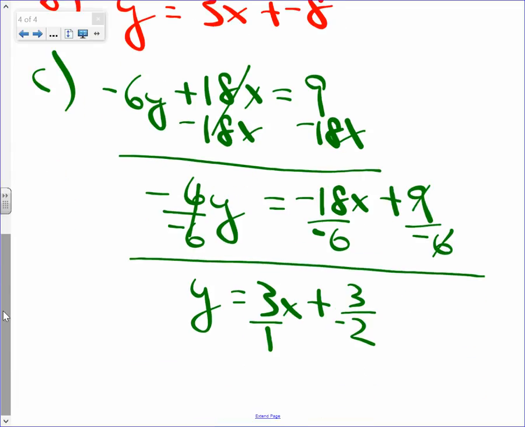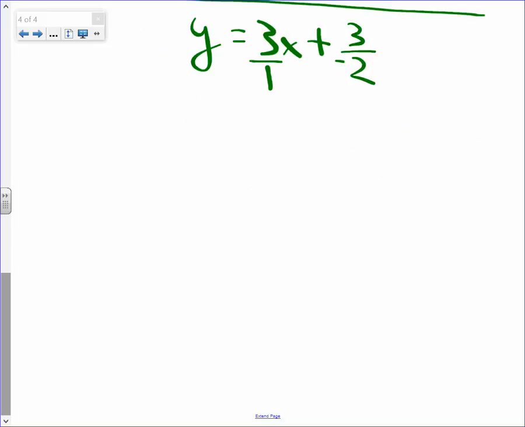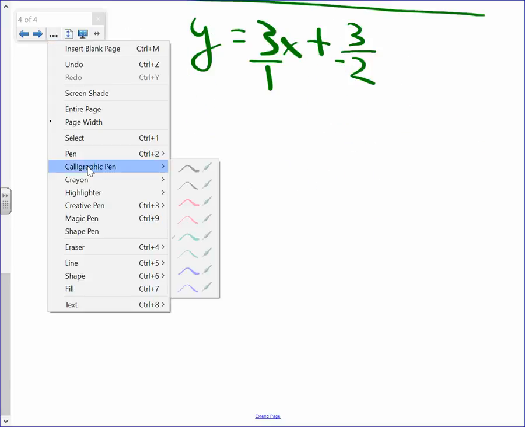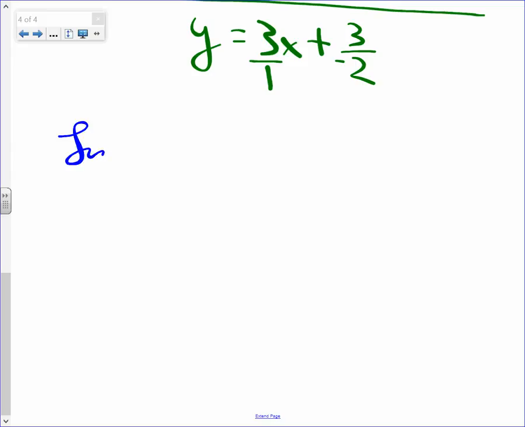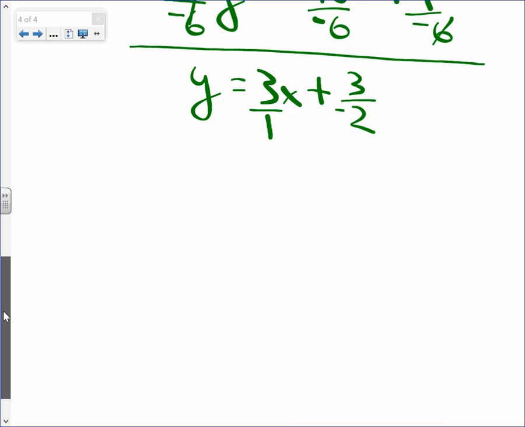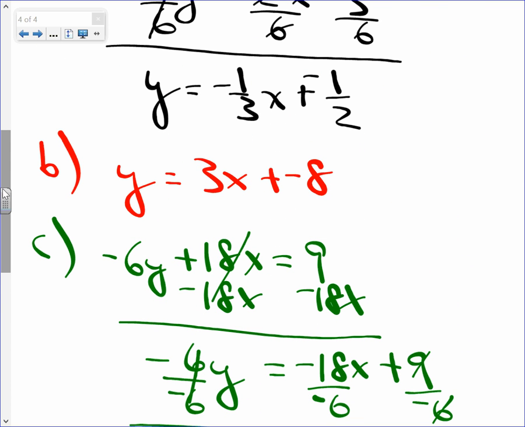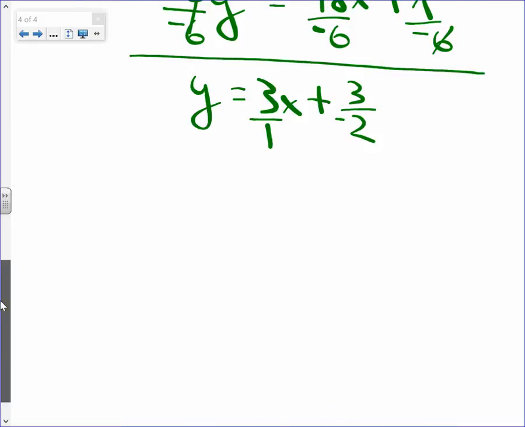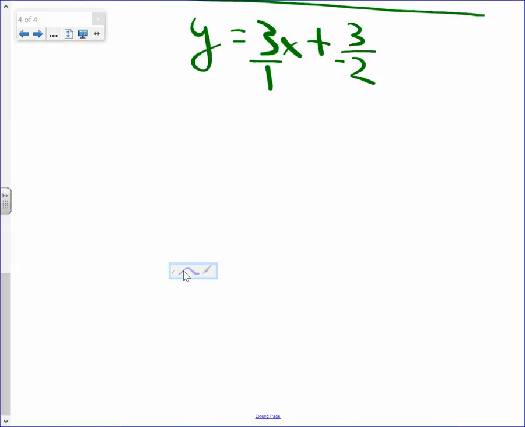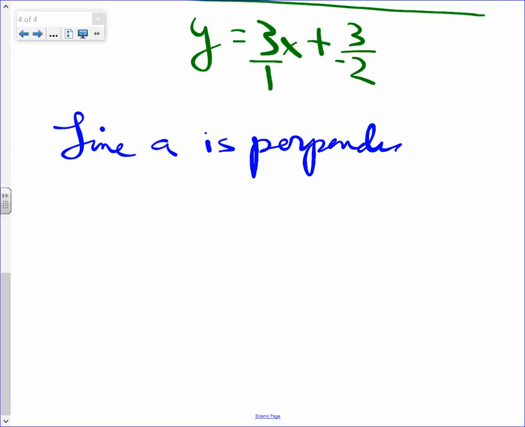Notice that. So our final answer, here we go. Line A, I'll put it in blue. Final answer, line A. Line B was already done, in red, right there. You see how the slope is 3? Okay, let's come back over here. Our final answer, line A is perpendicular to B and C.